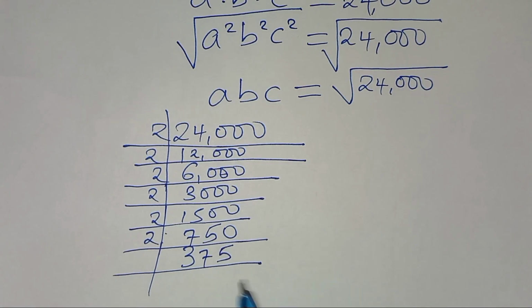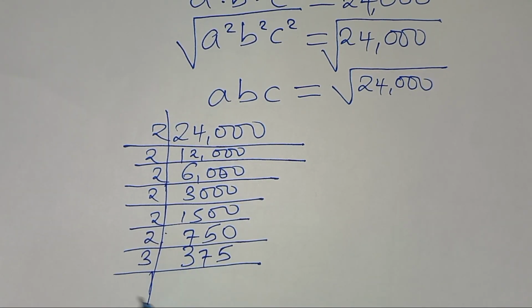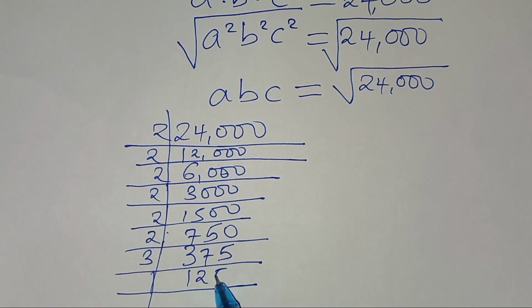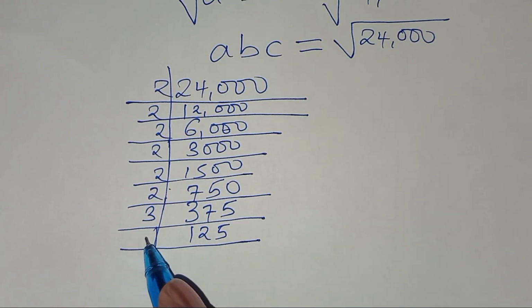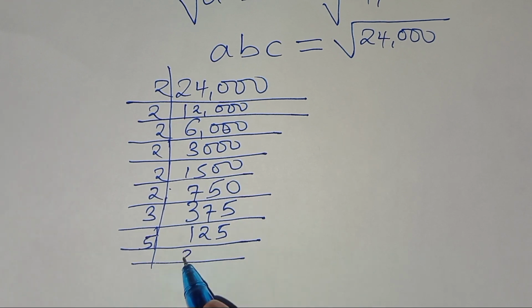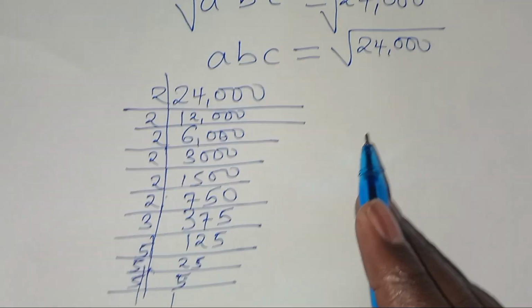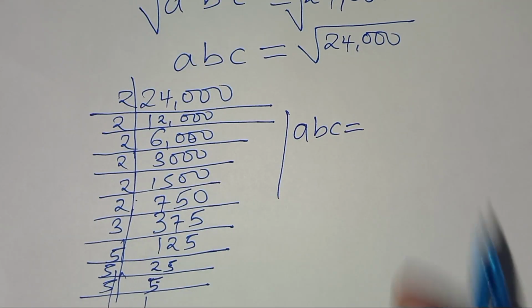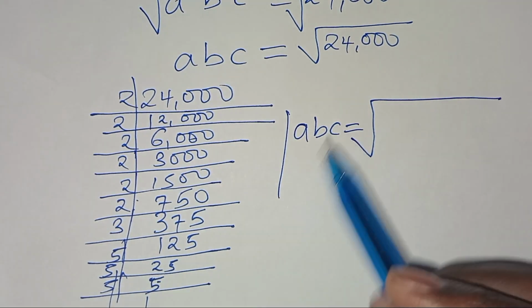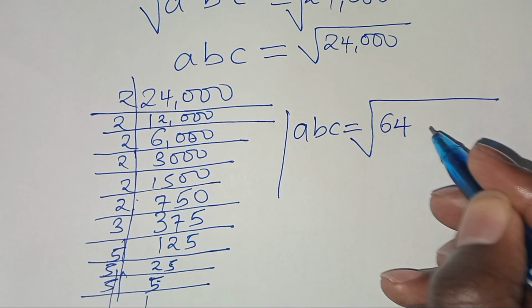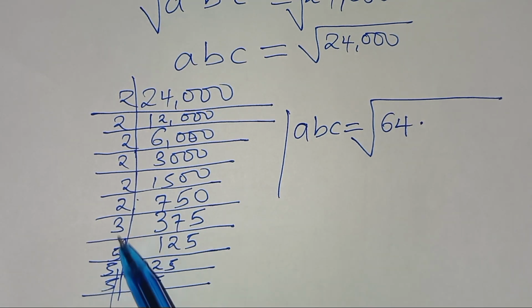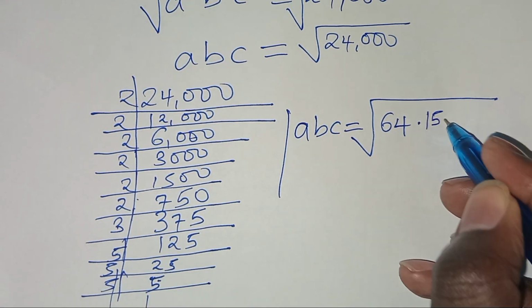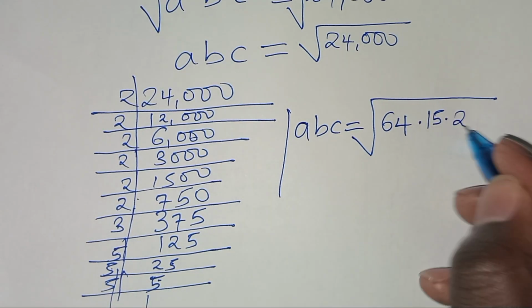375. And then from here, let's divide by 3. 375 divided by 3 is 125. And 125 divided by 5 is 25. 25 divided by 5 is 5. And 5 divided by 5 is 1. So now from here, we can express abc as equal to the square root of 64 multiplied by, here we have 5 times 3, which is 15, times 5 times 5, which is 25.